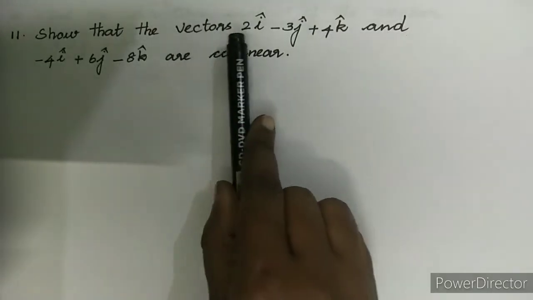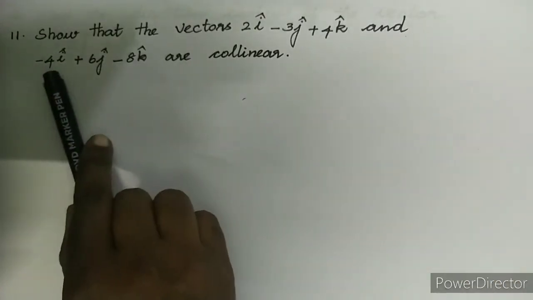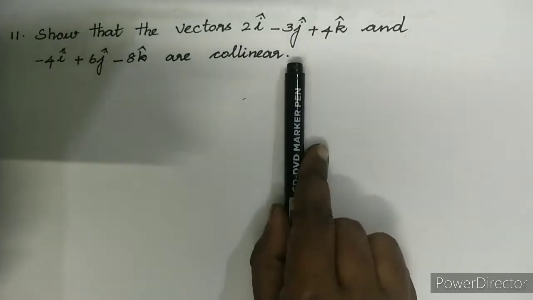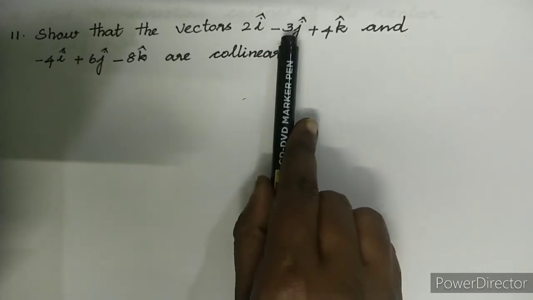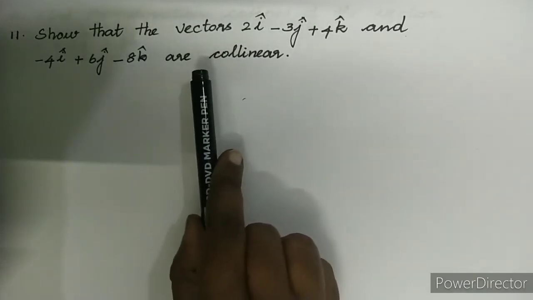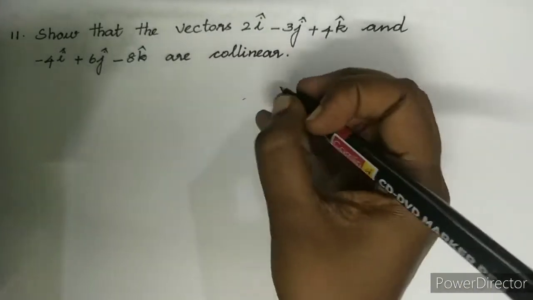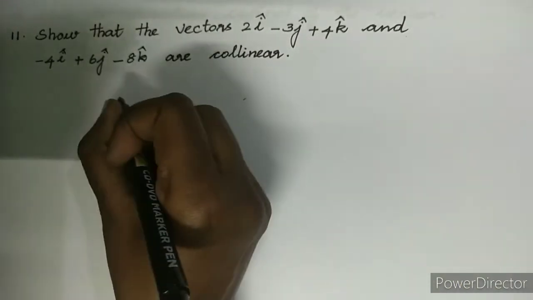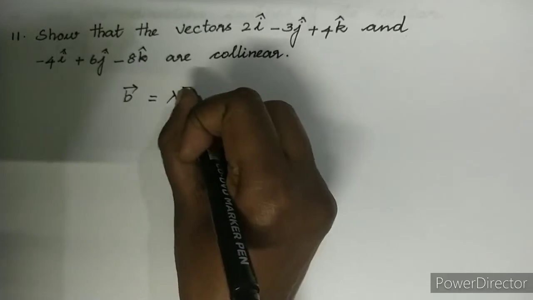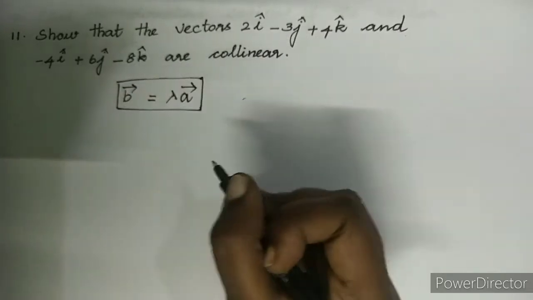Show that the vectors 2i cap minus 3j cap plus 4k cap and minus 4i cap plus 6j cap minus 8k cap are collinear. Here in this question we are given two vectors and we are asked to show that these two vectors are collinear. Two vectors are collinear if and only if there exists a non-zero scalar lambda such that b vector is equal to lambda into a vector. If you show this condition, then the two vectors are said to be collinear.